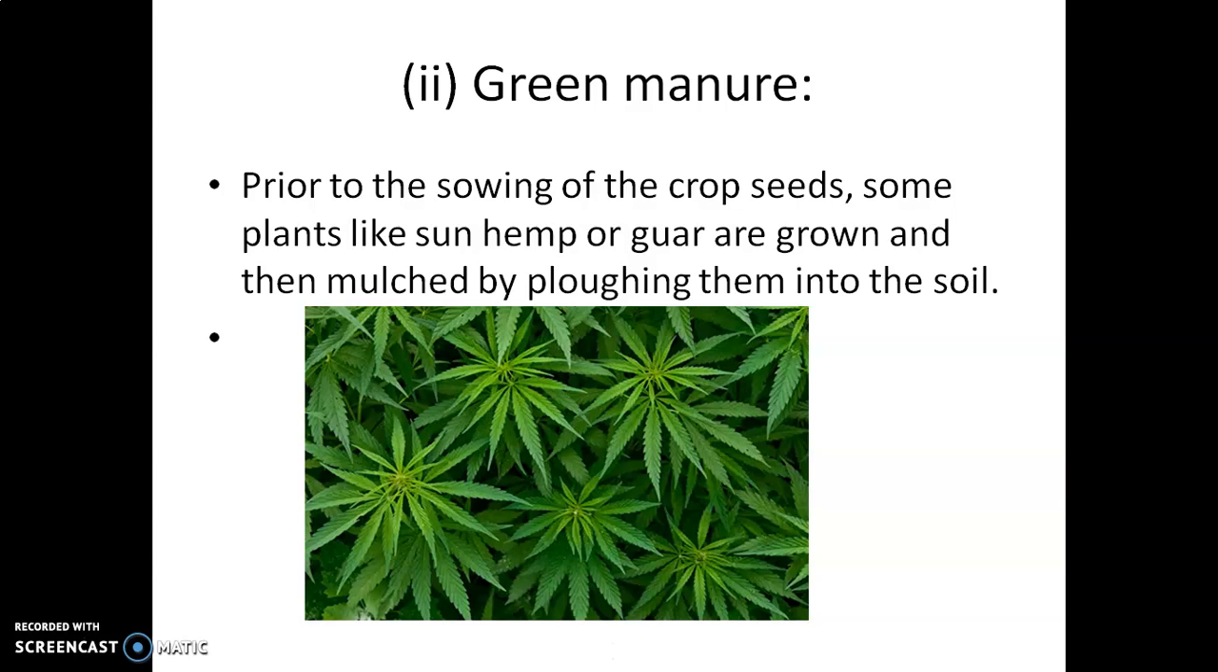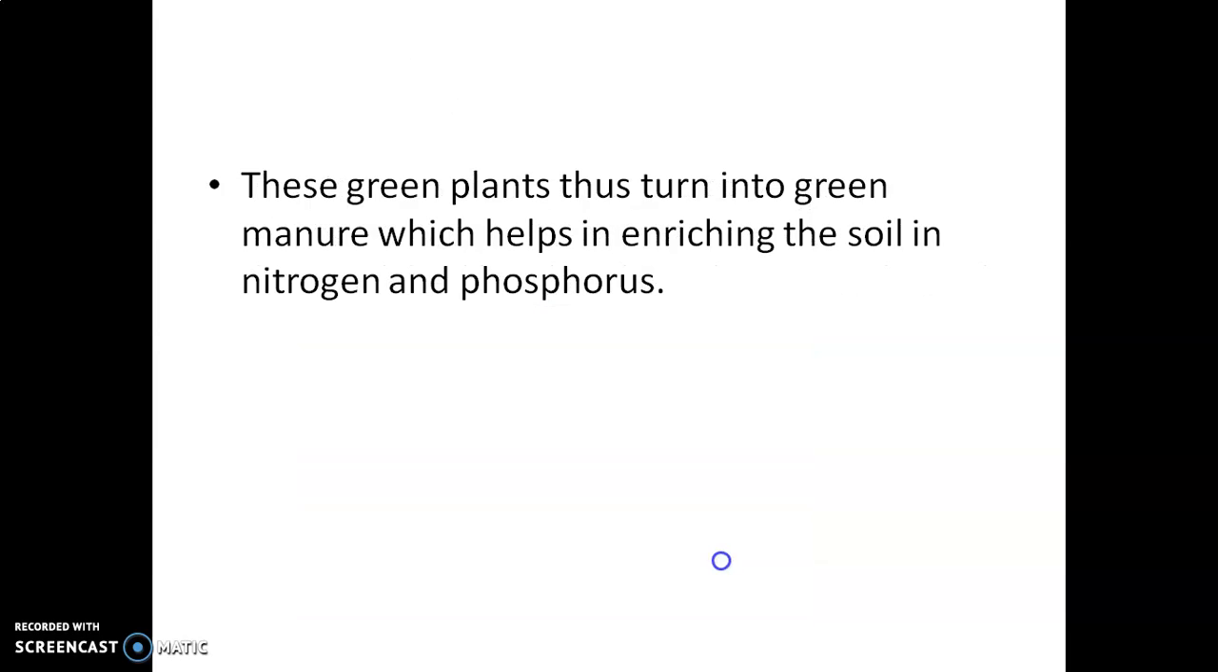Okay. Then second one, green manure. Prior to the sowing of crop seeds, some plants like sun hemp or guar are grown and then mulched by ploughing them into the soil. These green plants thus turn into green manure, which helps in enriching the soil in nitrogen and phosphorus. Okay, so that's about manure.